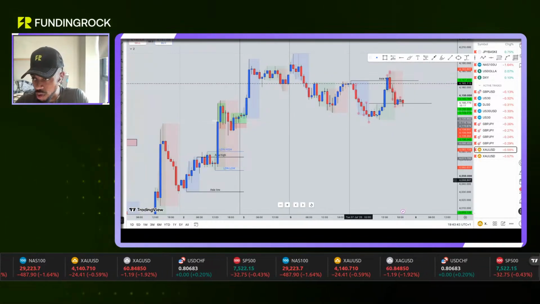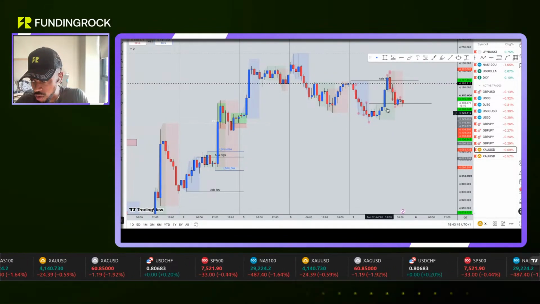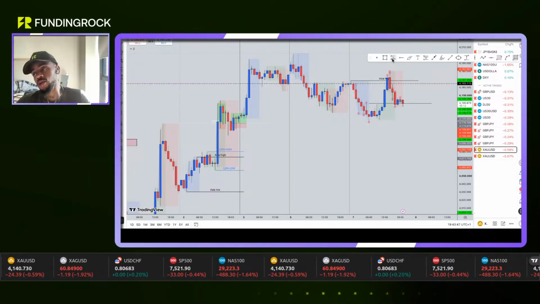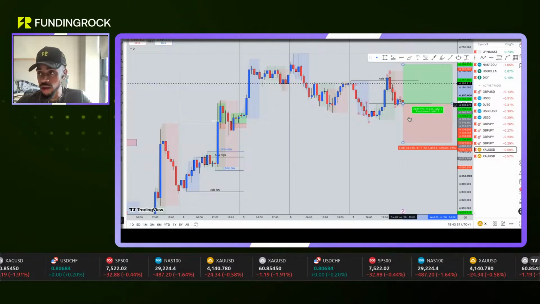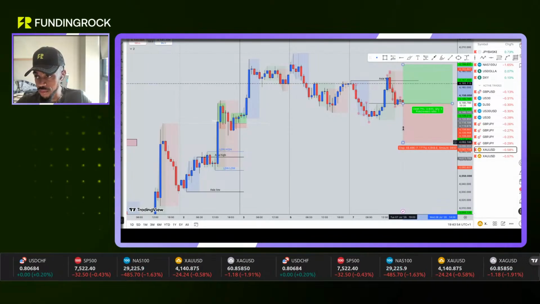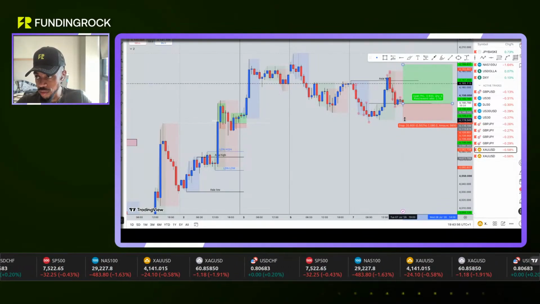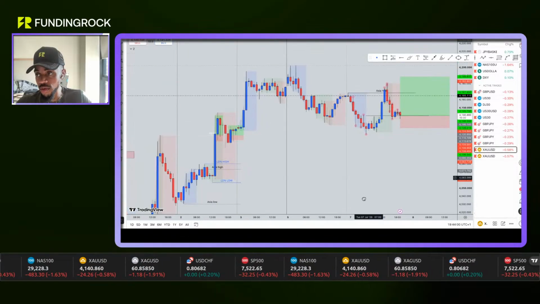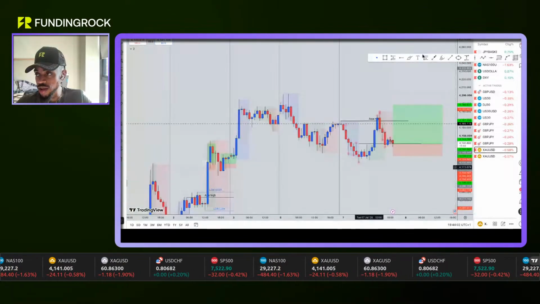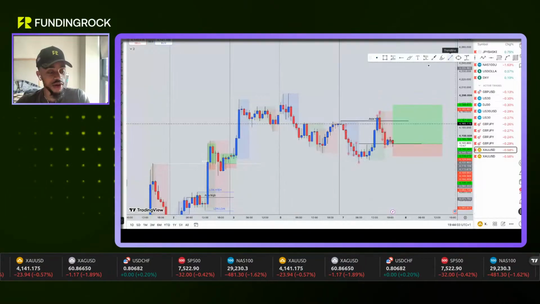As you can see on the 1H, there's no more imbalances, which means one thing. Gold is ready to pop off. This is what you would consider a swing trade.